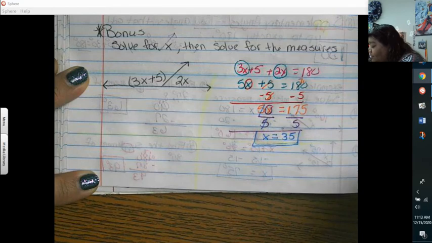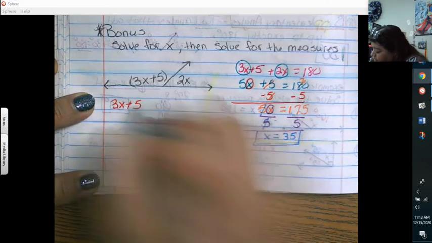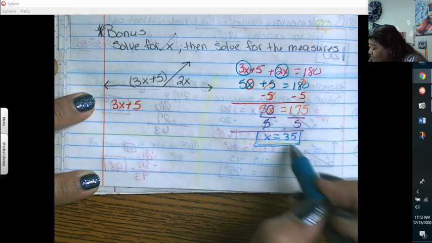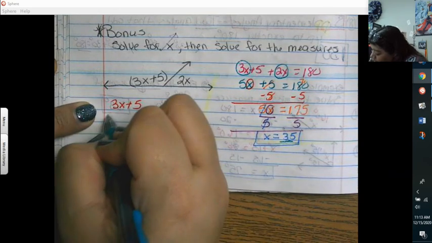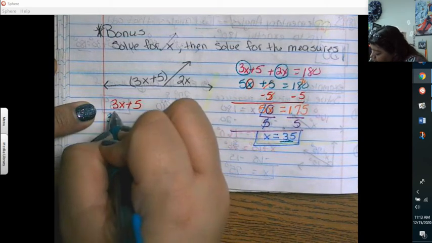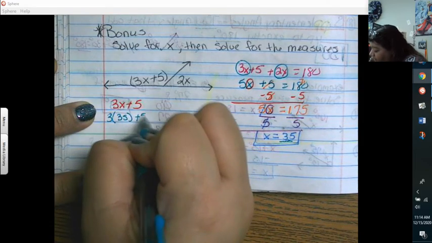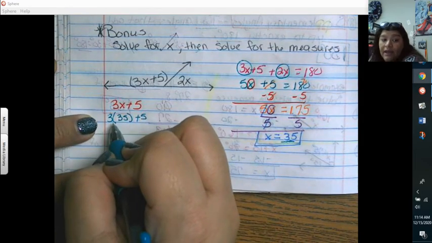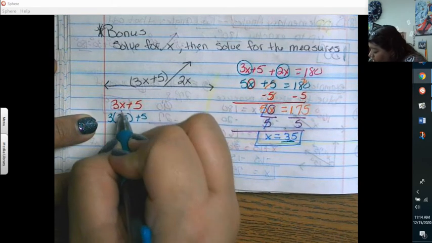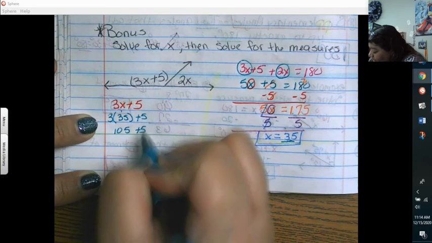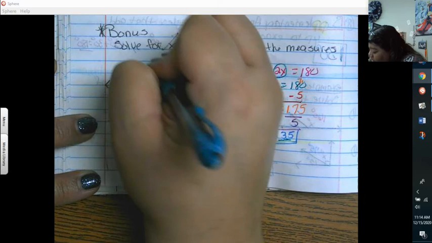Now I need to solve for the missing measures. So I'm going to solve for 3x plus 5 first. In place of x, I'm putting 35, okay? So I'm going to do 3. Remember, this means to multiply. 3 times 35 plus 5. So order of operations, got to multiply first. So 3 times 35 is 105. 105 plus 5 is 110 degrees. So this one is 110 degrees.